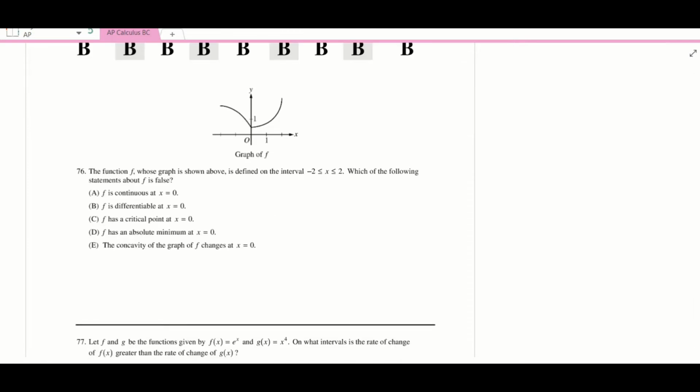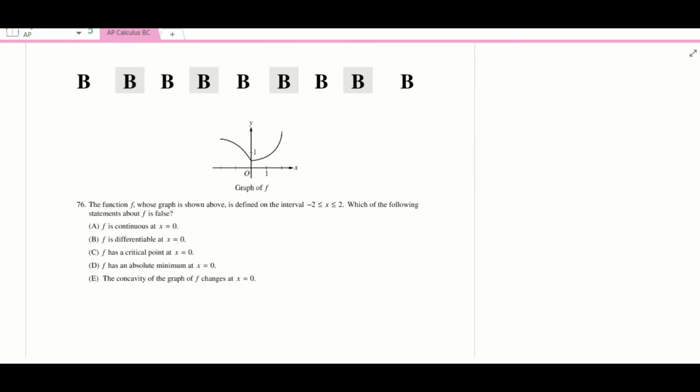Okay. Number 1. The function f, as shown in the graph above, is defined on the interval from -2 to 2. Which of the following statements about f is false? So, A, f is continuous at x equals 0. Well, the limit is equal to the value, so it's continuous. That's true, so it's not right. For B, f is differentiable at x equals 0. Well, it's not, because there's a sharp turn here, so the answer is B.